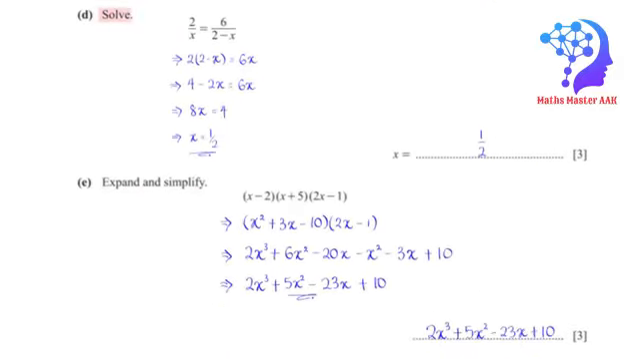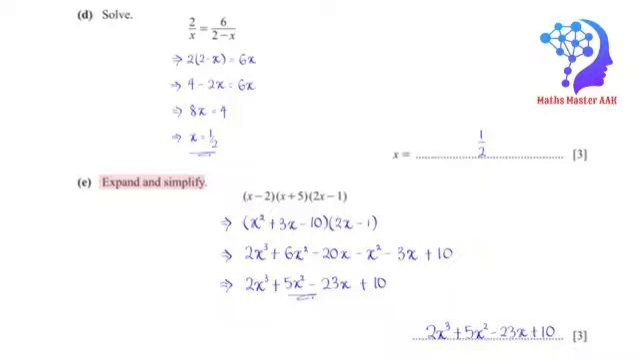Solve 2 over x is equal to 6 over 2 minus x. When we cross multiply, we have 2 times 2 minus x is equal to 6x. When we expand the brackets, 2 times 2 is 4, 2 times negative x is negative 2x. When we group like terms, we have 6x plus 2x, which is 8x, is equal to 4. When we make x the subject, we get x equals 4 over 8, which simplifies to 1 over 2.